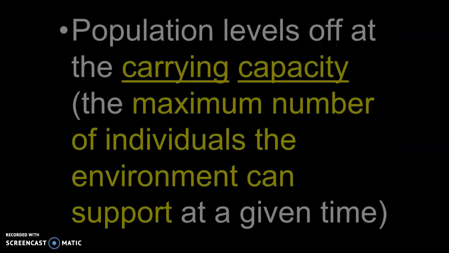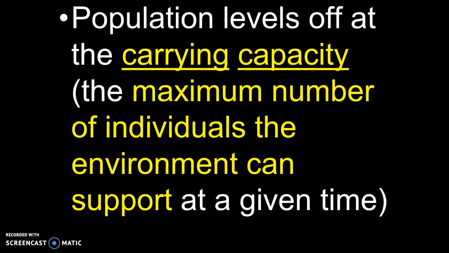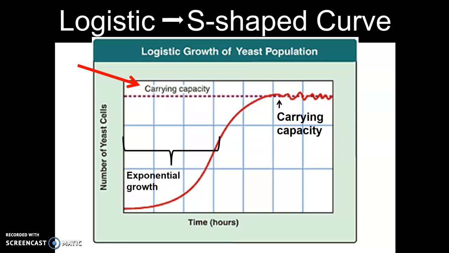Okay, this is going to be our S-shaped curve because what happens is populations are going to level off at the carrying capacity, which I know you guys have studied. That's the maximum number of individuals the environment can support at a given time, like so.